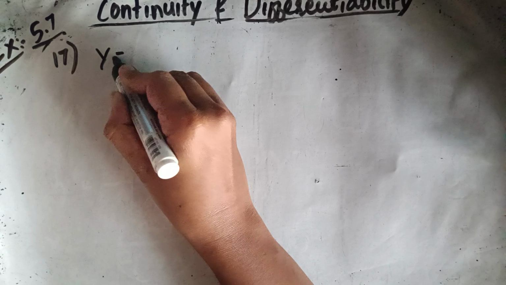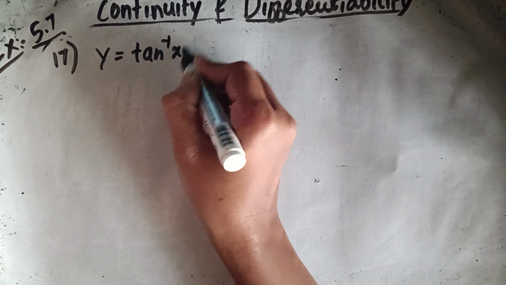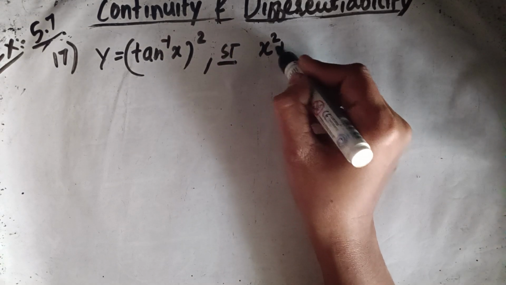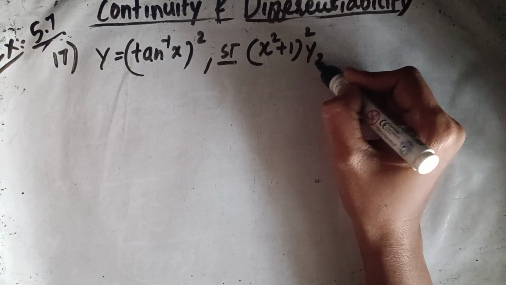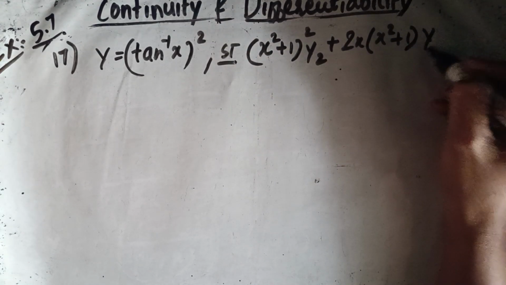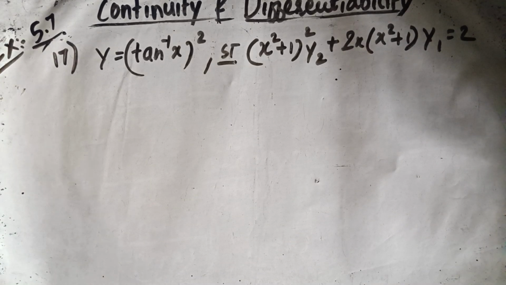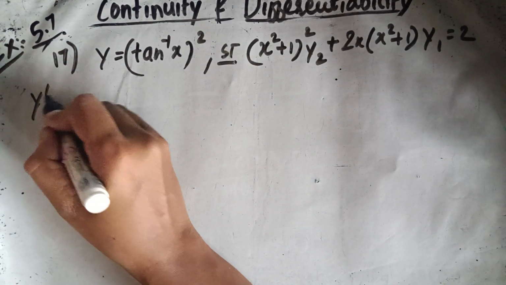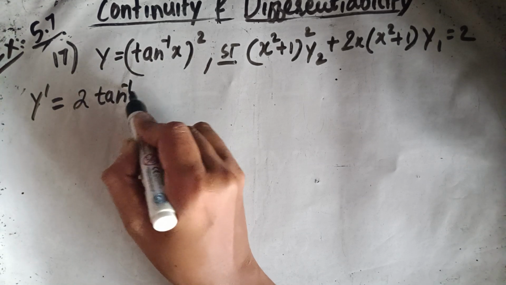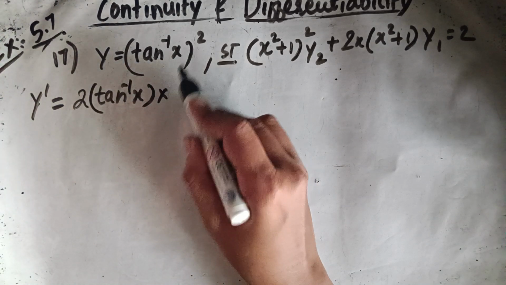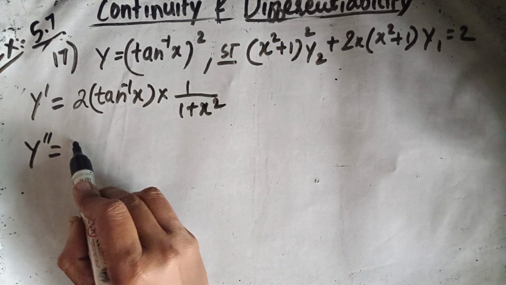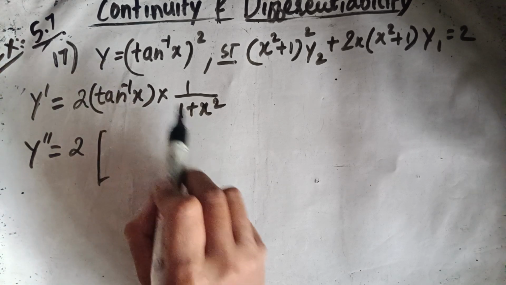Last question. Y equal to tan inverse of x the whole square. We have to show that x square plus 1 the whole square y2 plus 2x into x square plus 1 y1 is equal to 2. So y1 and y2 means you have to find first derivative and second derivative. So y dash is 2 tan inverse of x into derivative of tan inverse of x. Okay. Y double dash, 2 you can take outside. This is u by v.